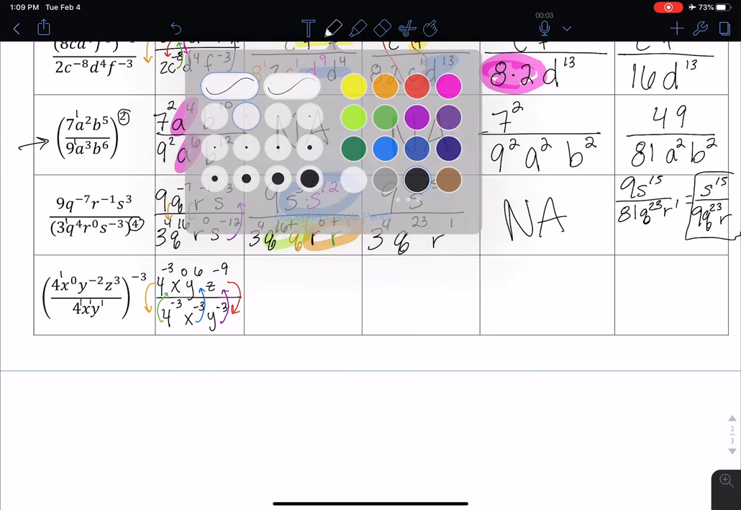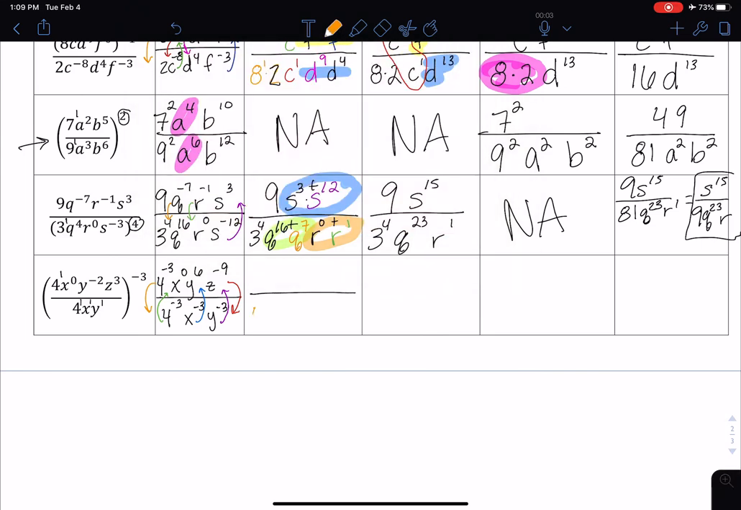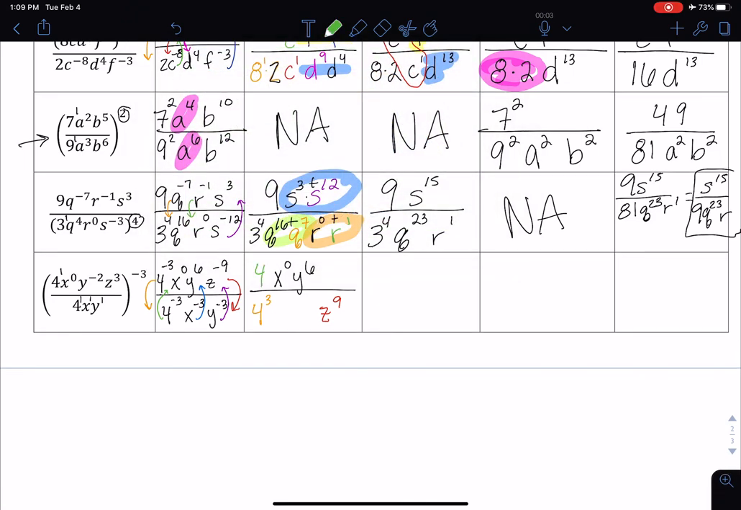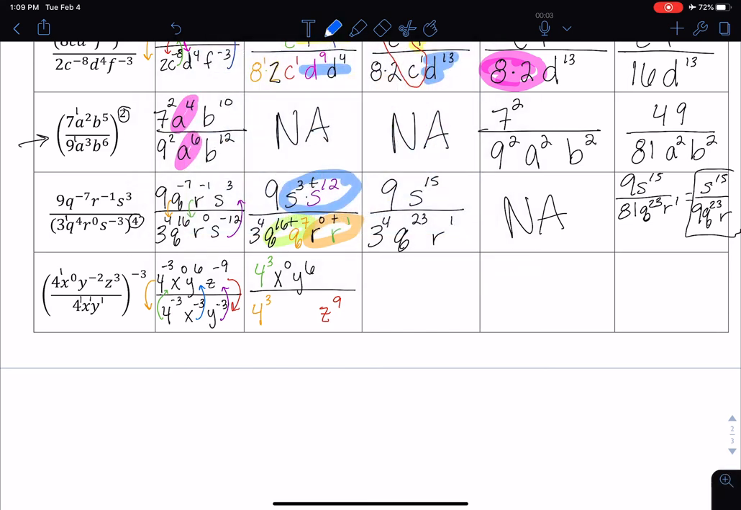Or not my final, sorry. Okay, so then this 4 in orange to the -3rd moved down. X to the 0 stayed. Y to the 6 stayed. And the z to the -9 moved down to become z to the +9. Then the 4 to the -3 moved up. Then the x to the -3 also moved up to become a +3. And lastly, the y to the -3 also moved up.